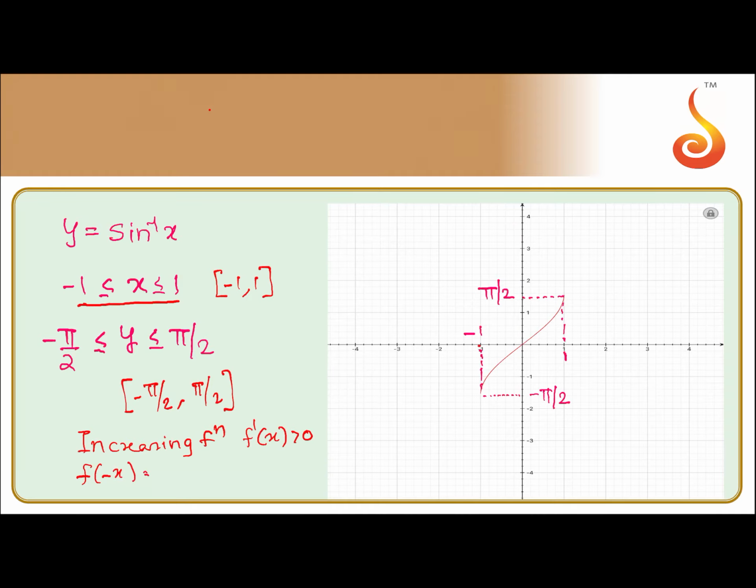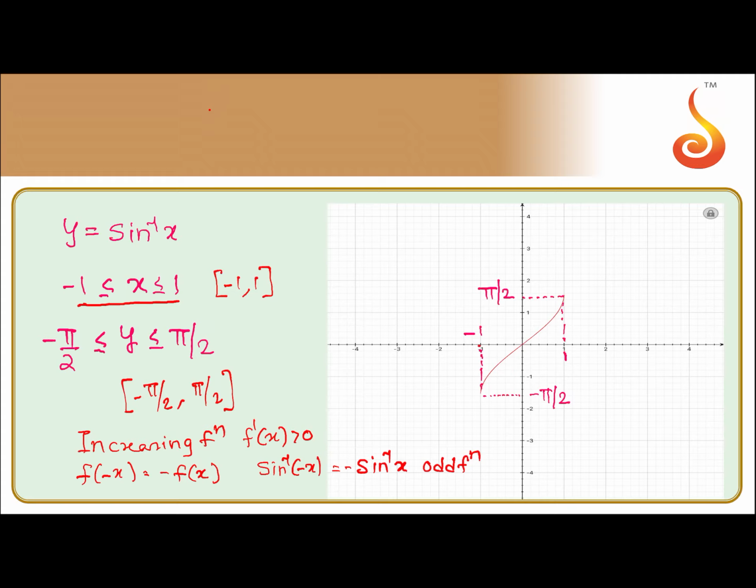f of minus x is equal to minus f of x. Then we say it is an odd function. So sine inverse of minus x is equal to minus sine inverse x. So it is an odd function.